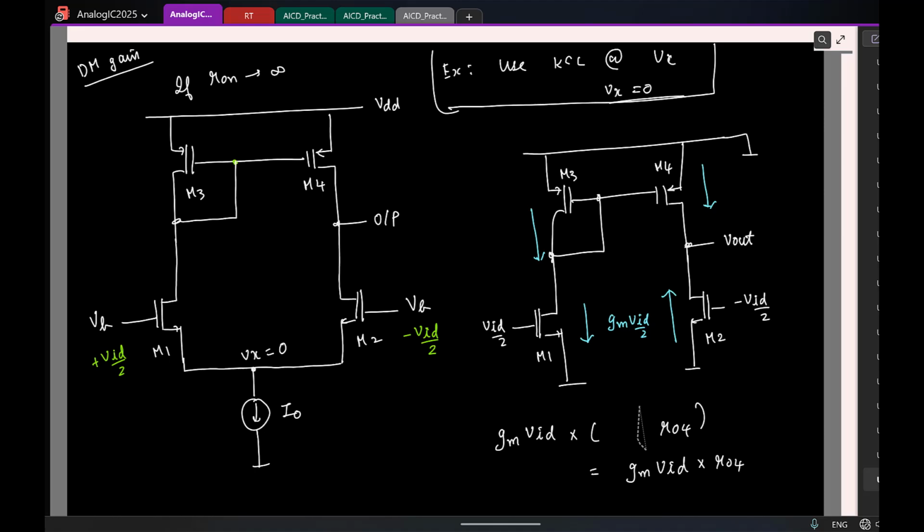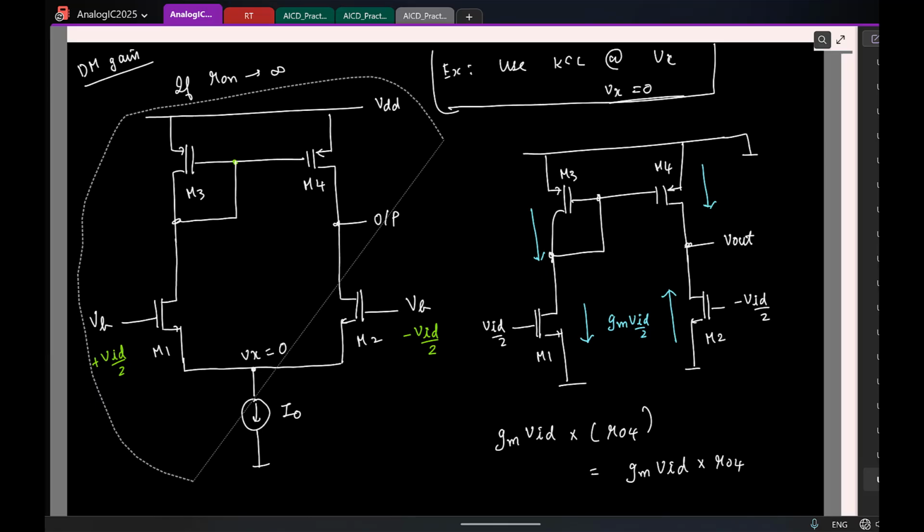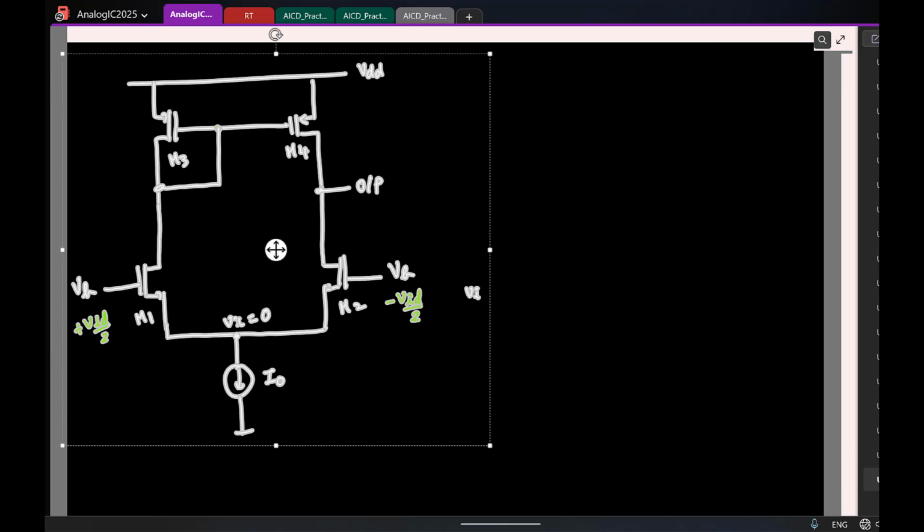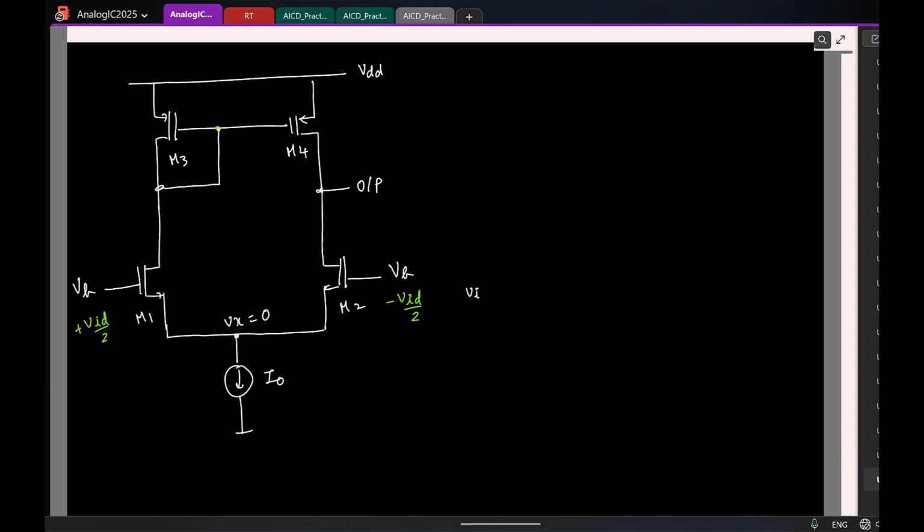So now let me do some more calculations with this so that we understand this circuit better. Let me draw only the small signal picture. The current source is open and all of them are short.